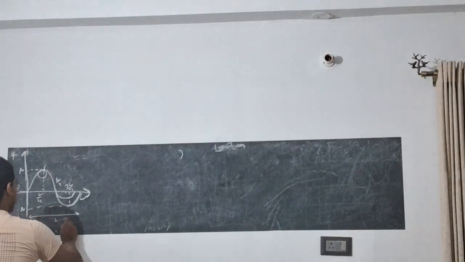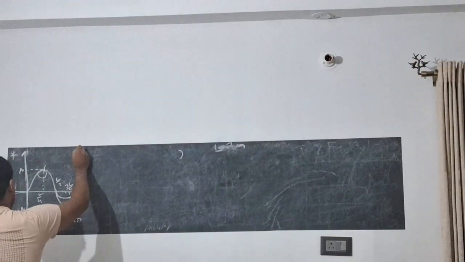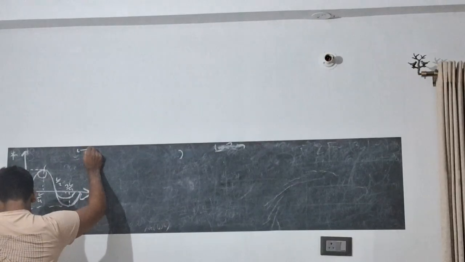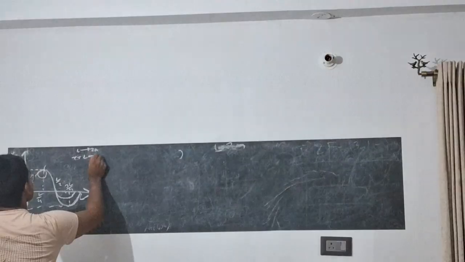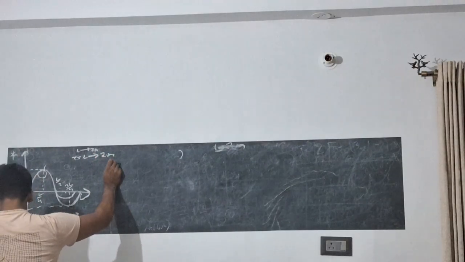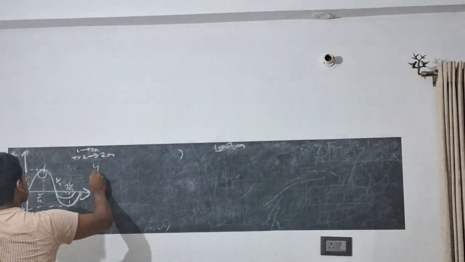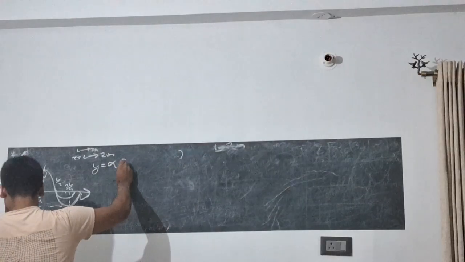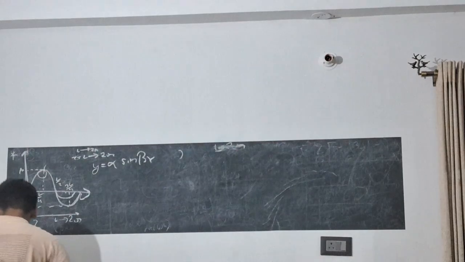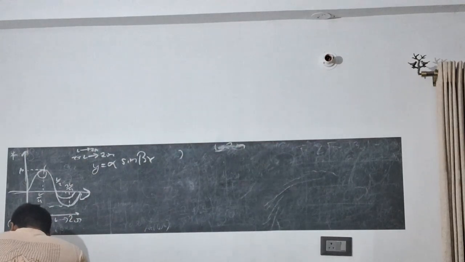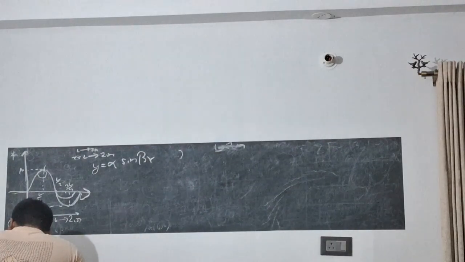L is equals to 2 pi. तो अगर 2 pi है तो x is equals to L हो गया, which is also equals to 2 pi. Y is equals to, इसका equation है alpha sin beta x. ये कैसे आया मुझे समझ नहीं आया. Alpha is equal to a naught, beta is equal to 2 pi by, कहाँ से है ये?